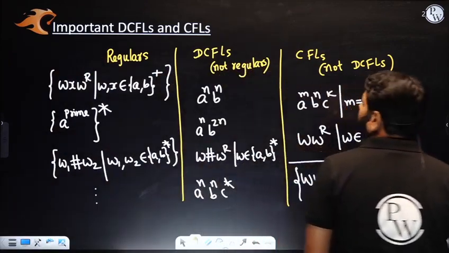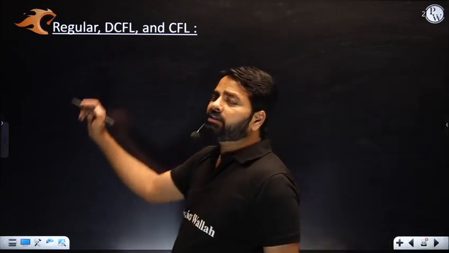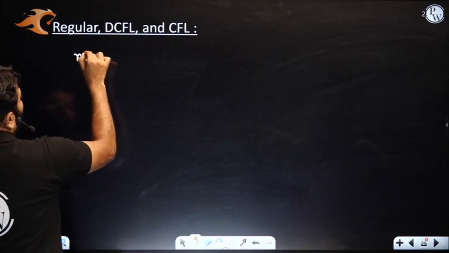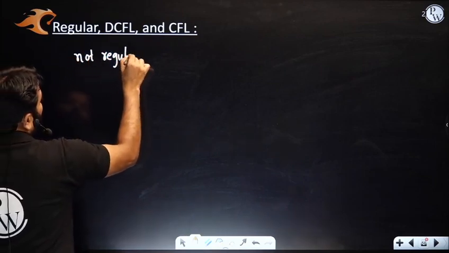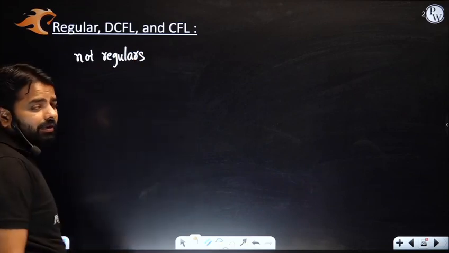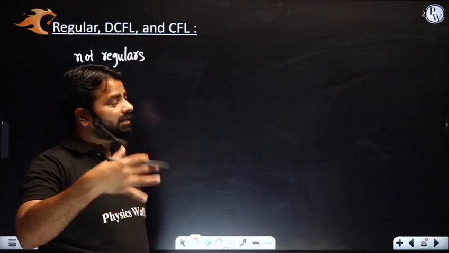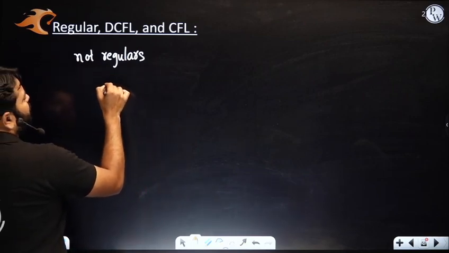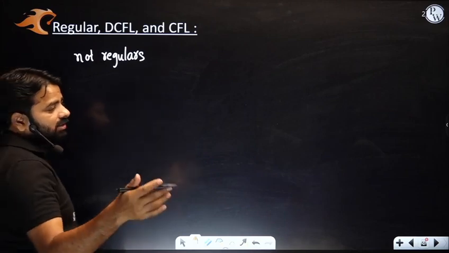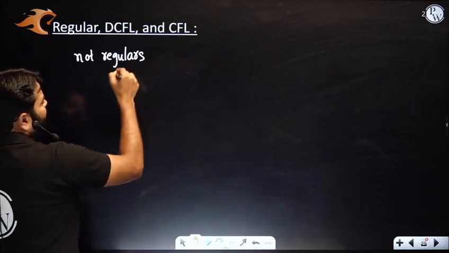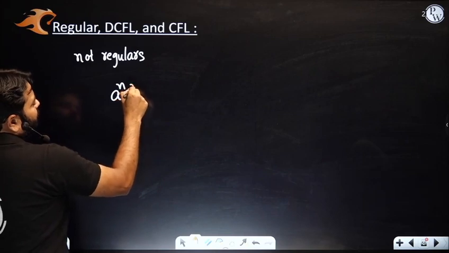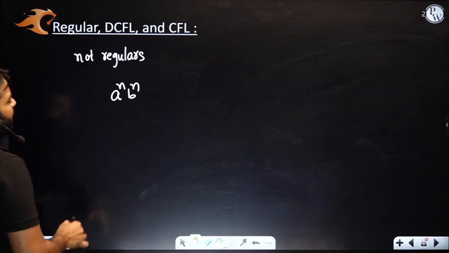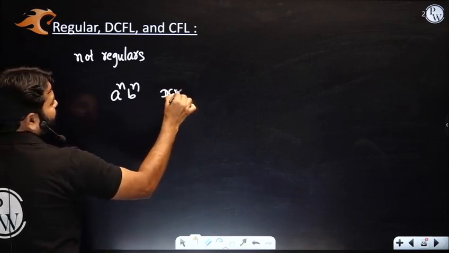Okay. Other important points in regular, DCFL, CFL, you have not-CFLs also. Sometimes we write 'not regulars'. You should be very careful with these words. Not regulars means who can come? Some might be DCFL, some might be CFL, some might be neither. When you say not regular, you may have not DCFLs, not CFLs, and so on. And you should be very careful. Like A power N, B power N is not regular, but it is a DCFL. Okay? So that's the first point.